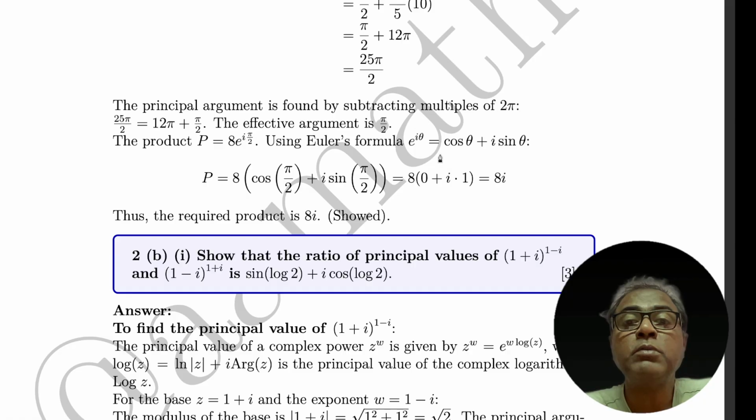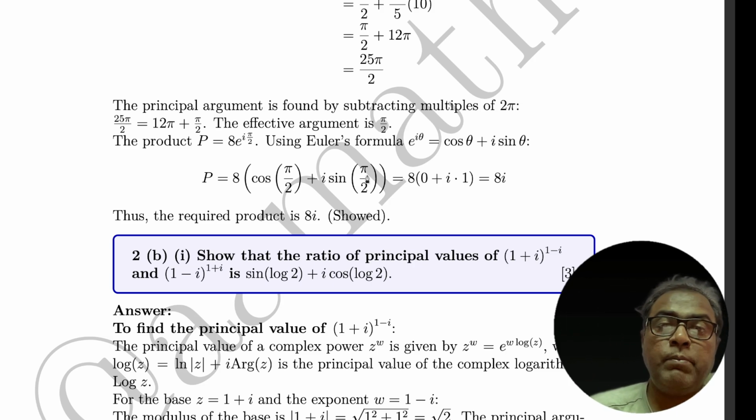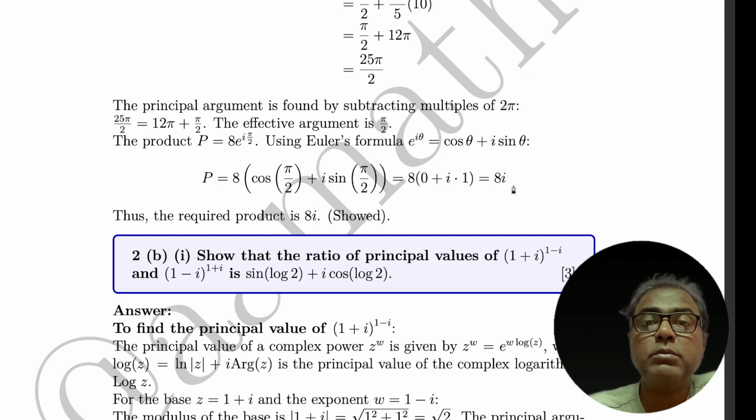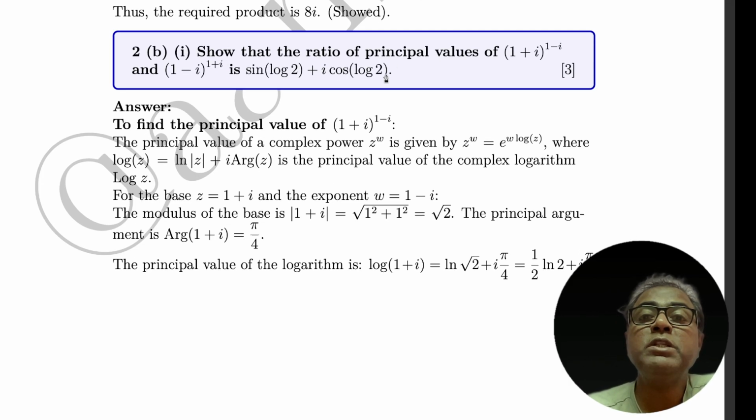Now using Euler's formula, e to the power i theta equals cos theta plus i sin theta. So 8 (cos pi by 2 plus i sin pi by 2), where cos pi by 2 is 0 and sin pi by 2 equals 1. So this is equal to 8i. The required product is 8i. Next, question 2b1. Show that the ratio of the principal values of (1 plus i) to the power (1 minus i) and (1 minus i) to the power (1 plus i) is sin log 2 plus i cos log 2.